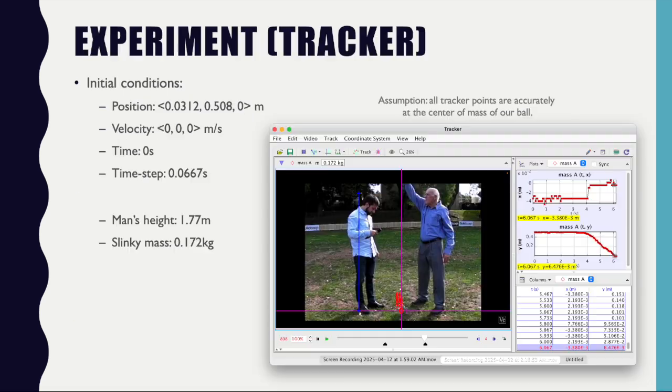The experiment was conducted by letting a slinky hang down due to its weight and then dropping it from rest. The system is a slinky and the surroundings are the Earth. I then tracked the position of the bottom end over time using Tracker. The experiment was uploaded and calibrated to the initial conditions.